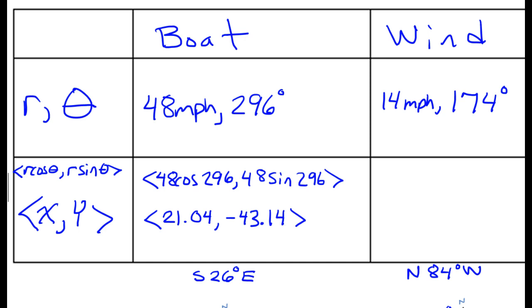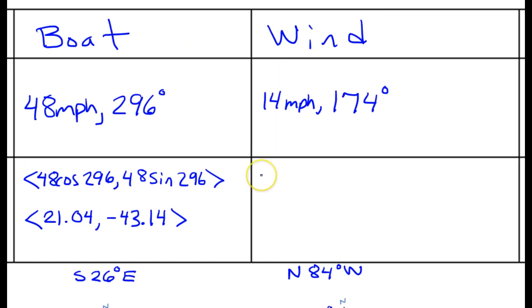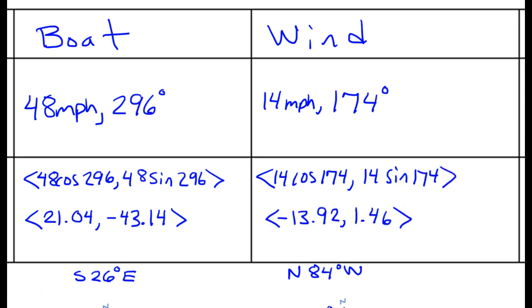So let's do the same thing for the wind. Again, we're going to do r cosine theta comma r sine theta. So that's going to be 14 cosine 174 and then 14 sine 174. And just put that in your calculator. I'm getting negative 13.92 and 1.42 from the calculator.